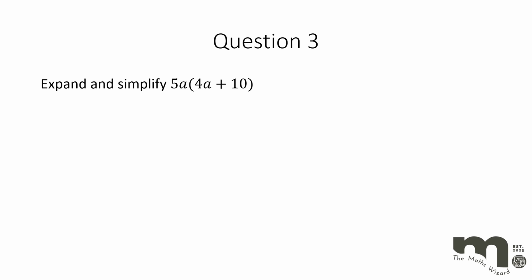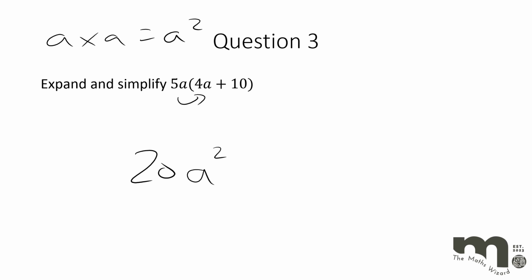Okay, slightly trickier this time then. So we've got 5a and 4a here. If we just focus on the numbers first, we've got 5 times 4, which is 20. But then you've got a times a. So a times a can also be written like this, a squared. So we're going to have a squared there.